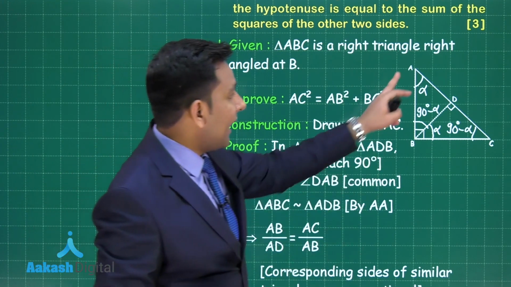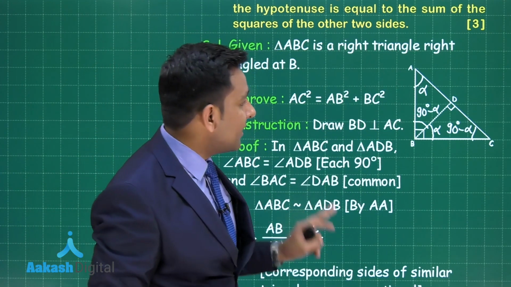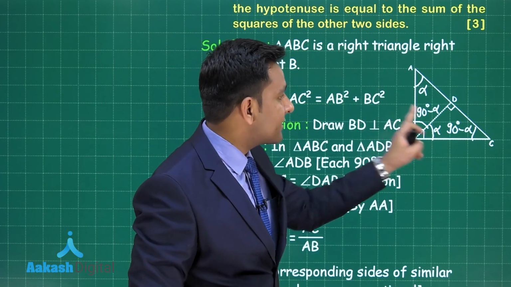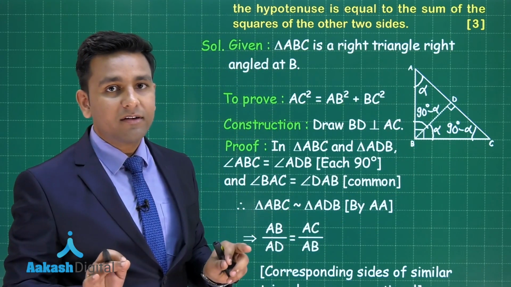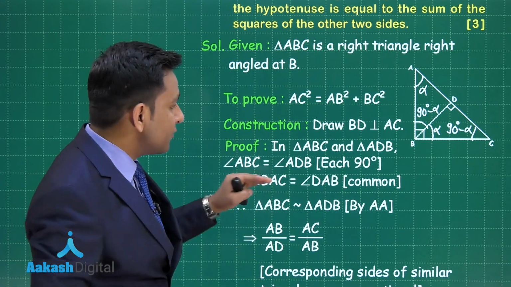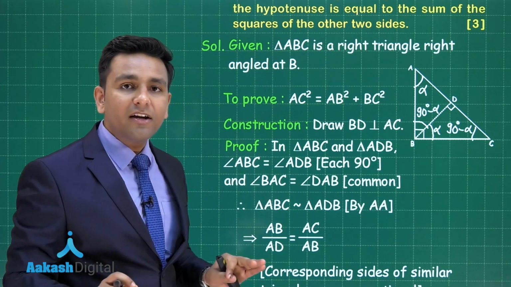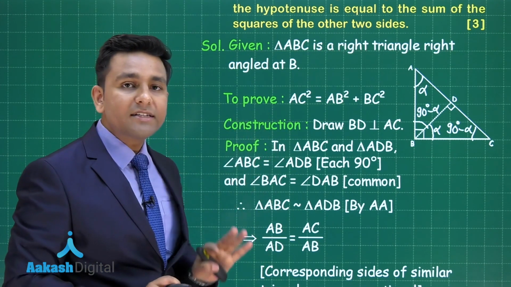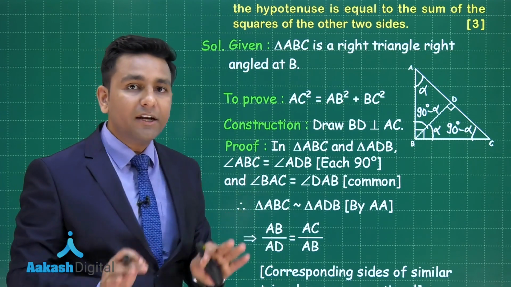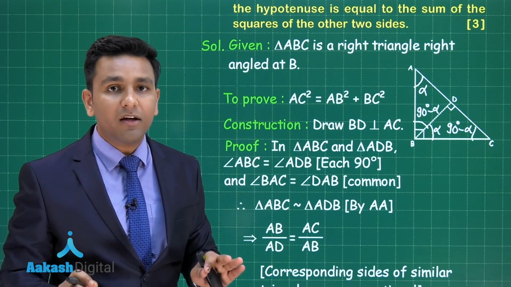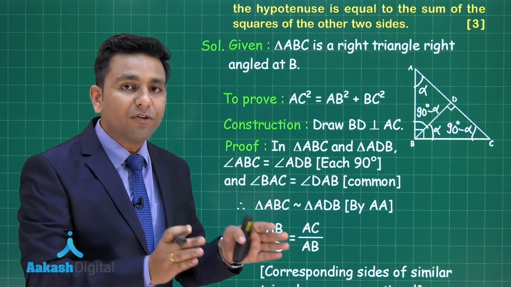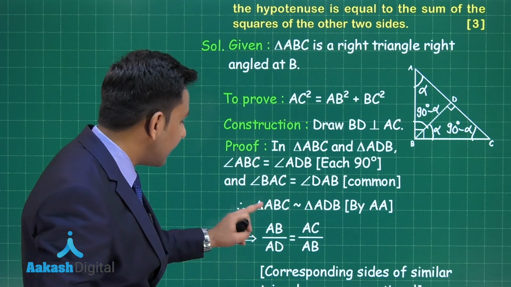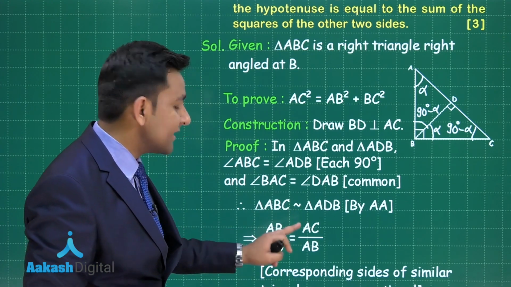Why? Angle A is common and the measure of angle ABC is equal to measure of angle ADB equal to 90 degrees. They are right angles. So using angle similarity criterion, we can say these two triangles are similar. And we have studied when two triangles are similar, their corresponding sides are proportionate. And on the basis of this conclusion, we can write AB upon AD is equal to AC upon AB.